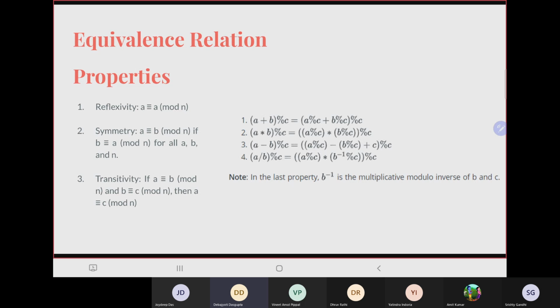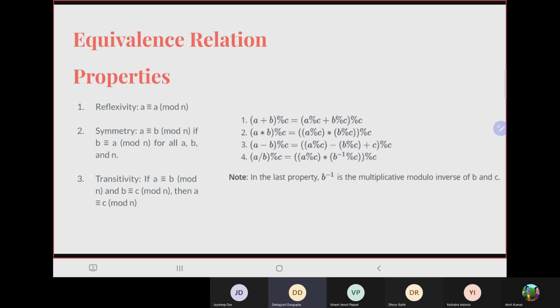But this last one is a little different. A divided by B mod C is not A mod C by B mod C. A mod C by B mod C will give you a floating point number, but we need an integer. So what we do is we take A mod C, but multiply by the modular inverse of B under modulo C, and then we take a product modulo, which is shown in point number 2. So what is inverse modulo?